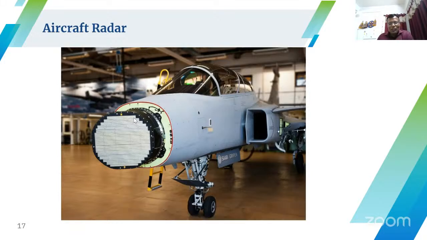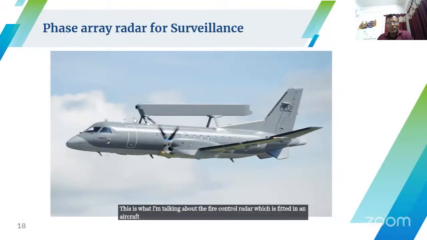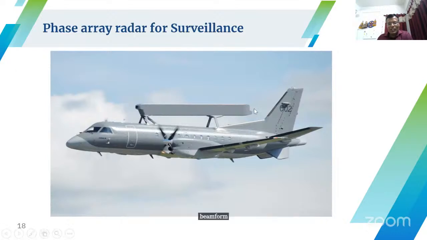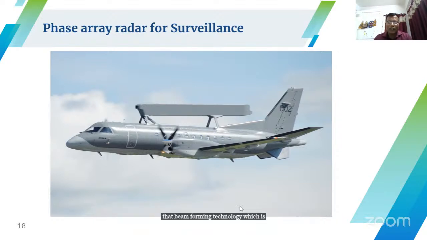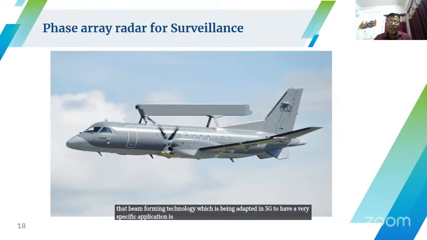This is the fire control radar, which is fitted in an aircraft. And this is another radar. If you see, on the back of the aircraft there is also a beam forming radar, which can look at the entire 360 degrees, except maybe 10 degrees in the nose and 10 degrees in the tail side. It can do surveillance. So this is also a kind of phased array radar which uses beam formation. What I would like to communicate here is that the beam forming technology being adapted in 5G for a very specific application is very stable and widely used in the military domain.